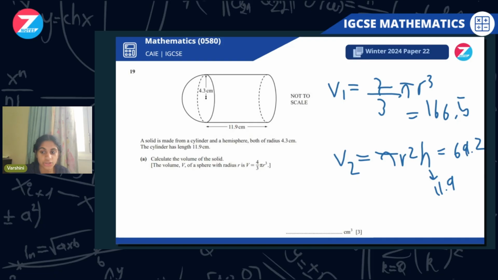And you should get 691.2. So now we just have to do V1 plus V2. Just put that in your calculator, and you should get 857.7. So now we can just round this off. Remember, 3 significant figures. So that would be 858.